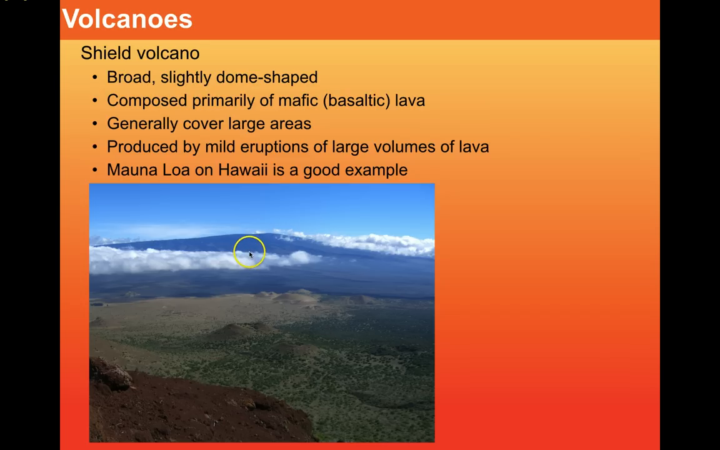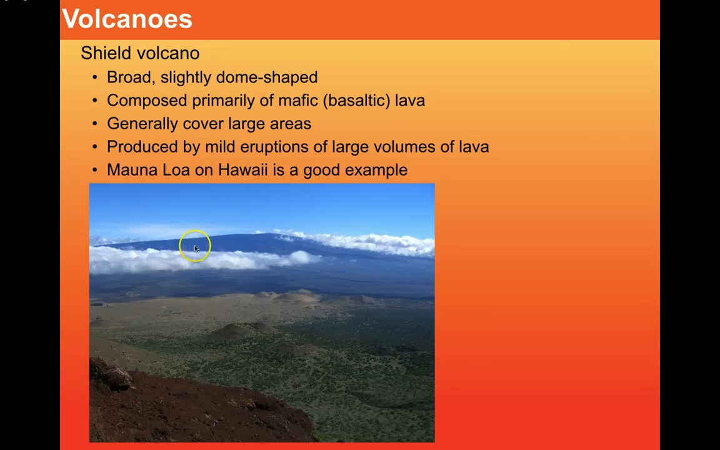It covers a massive area, produced by mild eruptions of large volumes of lava. When they say mild, they mean non-explosive. It doesn't mean that there aren't occasionally explosions on shield volcanoes. In Hawaii in 1924, there was a very large eruption in Kilauea that actually killed somebody. But compared to Mount St. Helens, it's relatively small. Mauna Loa on Hawaii is a good example.